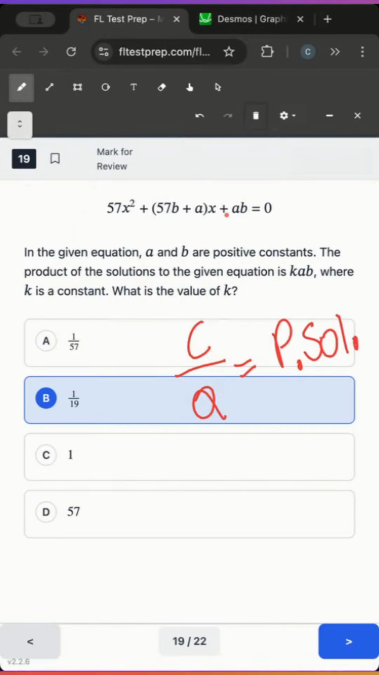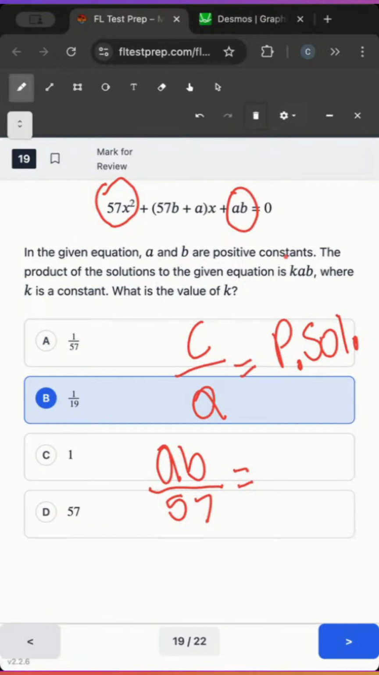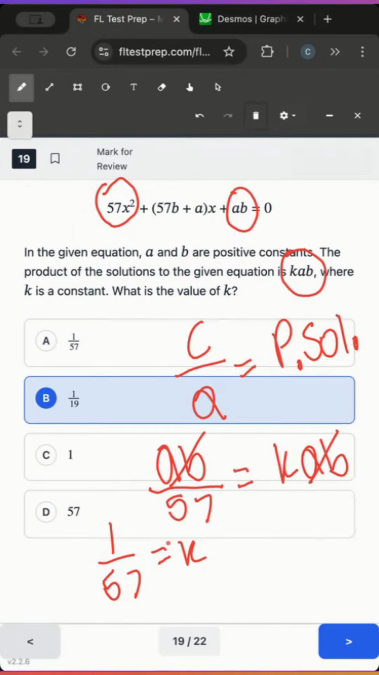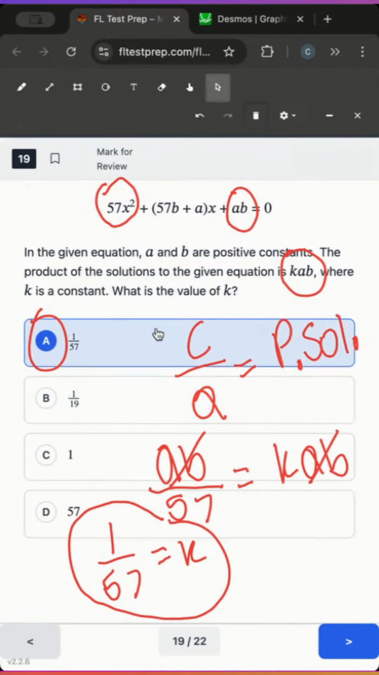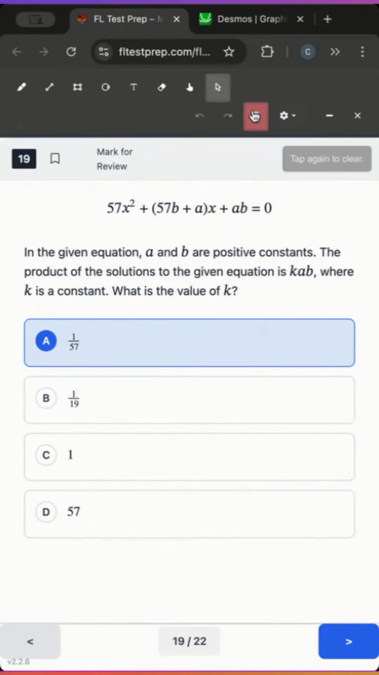And so all I have to do is take C, which is AB, and divide it by A. And so that's going to be AB over 57 is going to be equal to KAB. And what I can do here is just eliminate AB from both sides, and I get 1 over 57 equals K. So A is going to be the correct answer for this question. So this is absolutely an equation worth memorizing.